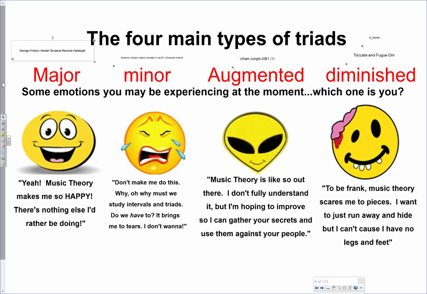So college, there are 4 main types of triads. There are major triads, which we'll be discussing and talking about in today's video, but there's also minor triads, augmented triads, and diminished triads. These are some emotions that you may be experiencing at the moment. Ask yourself which one is you. Read the descriptions carefully for each of the triads while listening to some music that reminds us of the different qualities. Here is major.